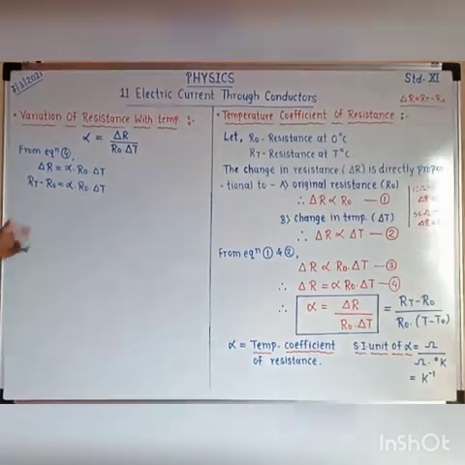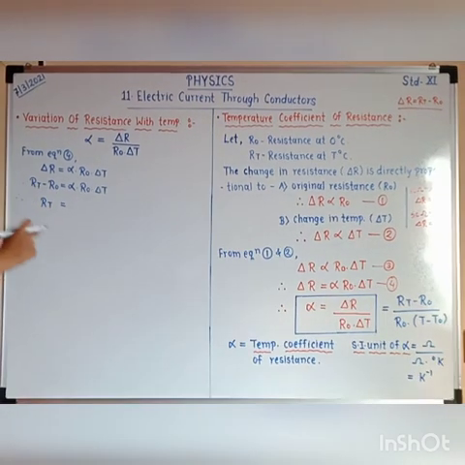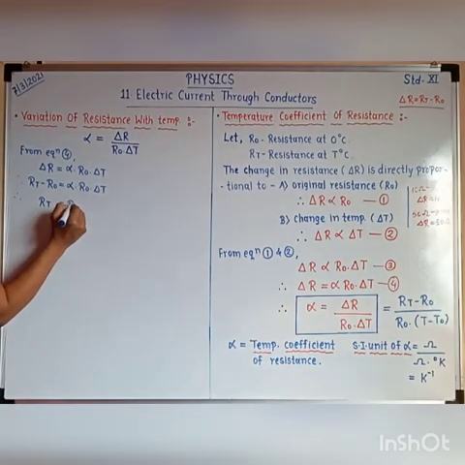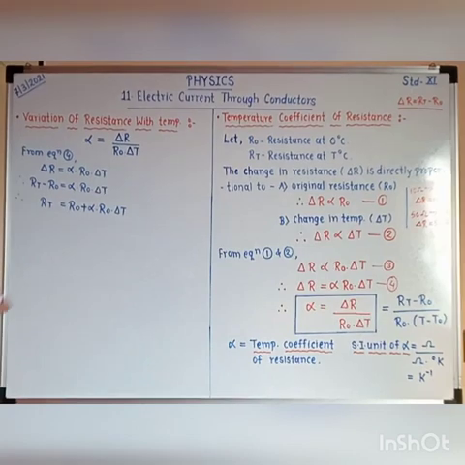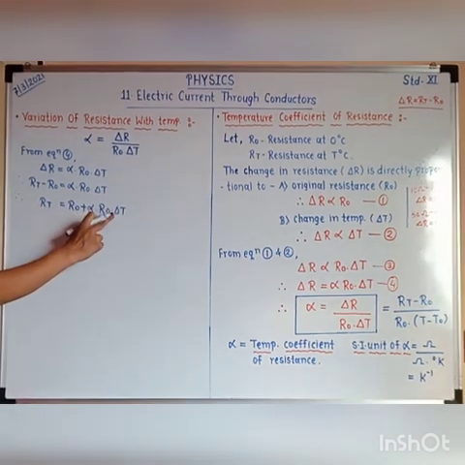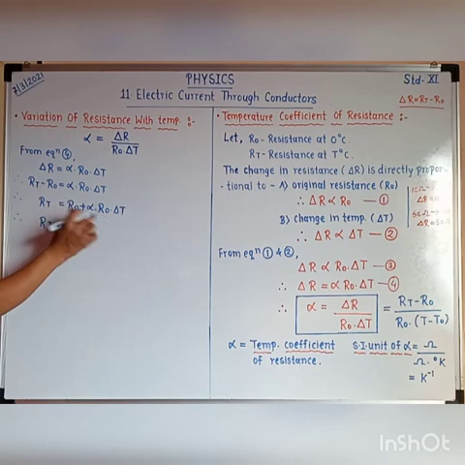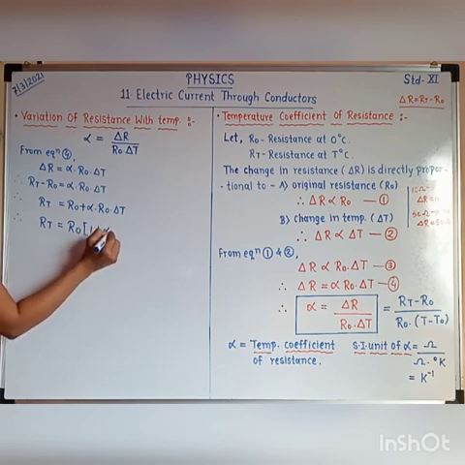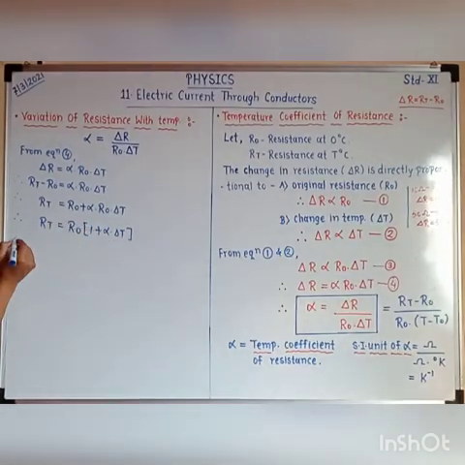Okay, now shift this R0 to the RHS, we get RT is equal to, when we shift this minus R0 to the RHS it becomes plus R0, so RT is equal to R0 plus alpha into R0 delta T. Hence RT is equal to, now this R0 is common in both the terms, so take it outside, we get R0 into 1 plus alpha into delta T. So RT is equal to R0 into 1 plus alpha into delta T.